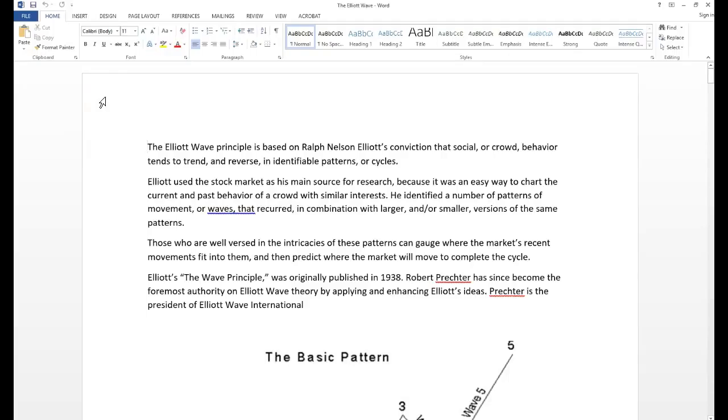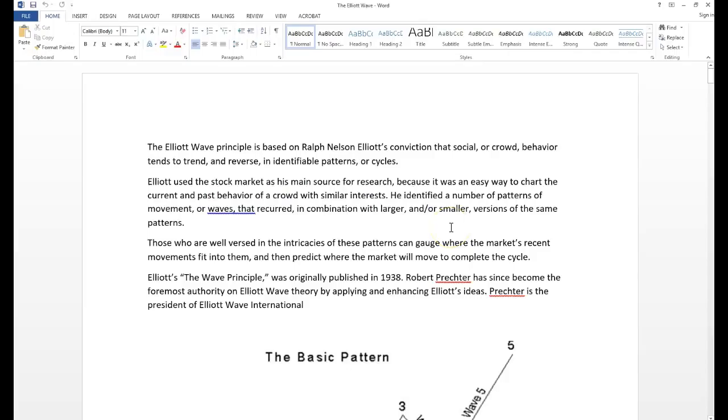It's a principle based on Ralph Nelson Elliott's conviction that social or crowd behavior tends to trend or reverse, and identifiable patterns cycle. Now Elliott used this principle in the stock market, but it can be applied to the forex industry as well. He used the stock market as his main source of research because it was way easier to chart the current and past behavior of a crowd with similar interests.